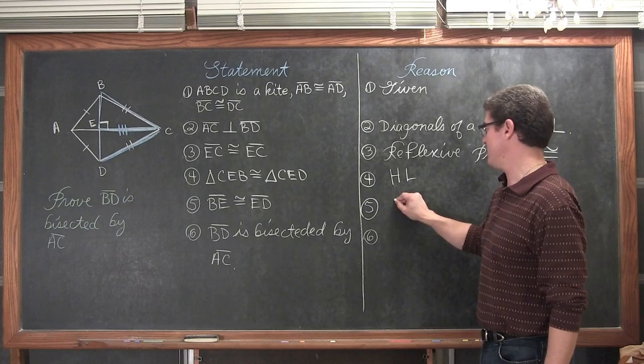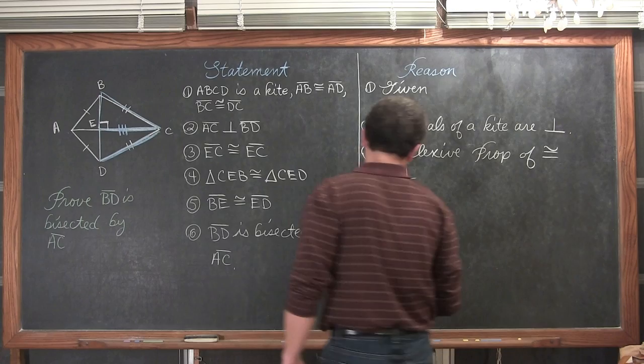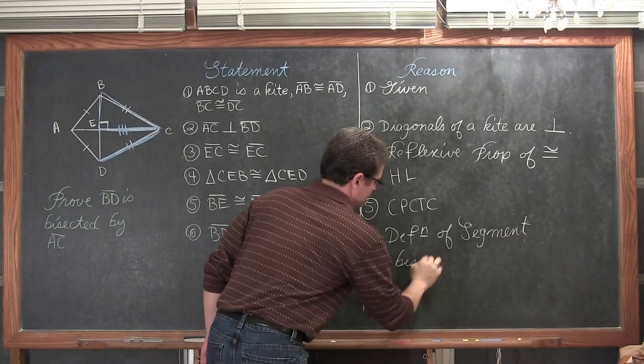And, well, that means now that I've taken segment BD and cut it into two equal parts, which means that it's been bisected, and that's by simply the definition of segment bisector. And that's the end of my proof.